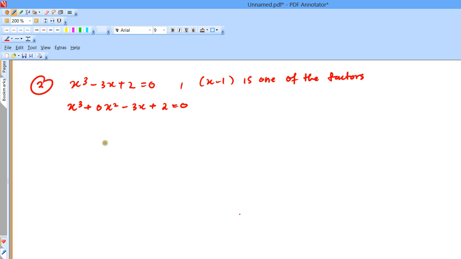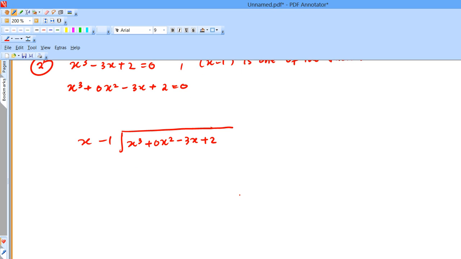Next, just set up the division symbol, and then put the cubic expression inside: x cubed plus 0x squared minus 3x plus 2. Sorry, not equal to 0 here. And then the factor as divisor. Just divide the first term of the cubic expression, x cubed, by x. So x cubed divided by x equals x squared. Just put x squared here.